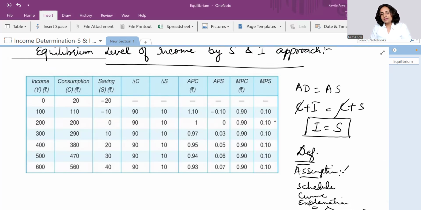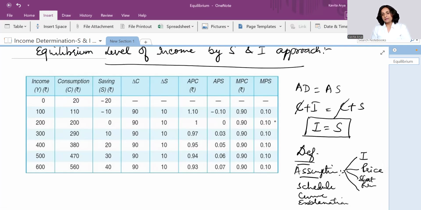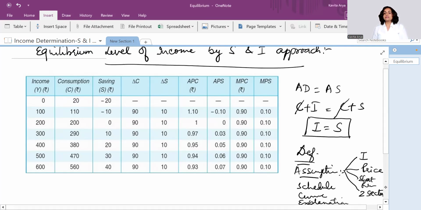Assumptions we did in our previous video also. So let's just recall all those 4 assumptions we talked about. I is autonomous, meaning constant. Price level remains constant. It's a matter of short run equilibrium; we are not talking about long run. And the last was, it's a two-sector model we are talking about. It means we do not have any intervention of the government and the rest of the world.